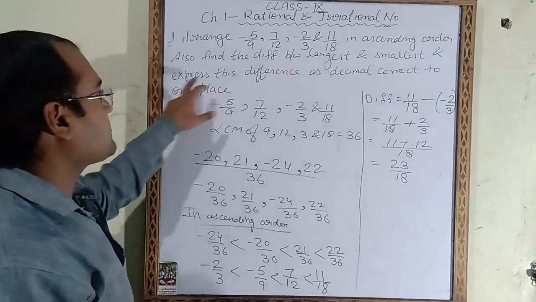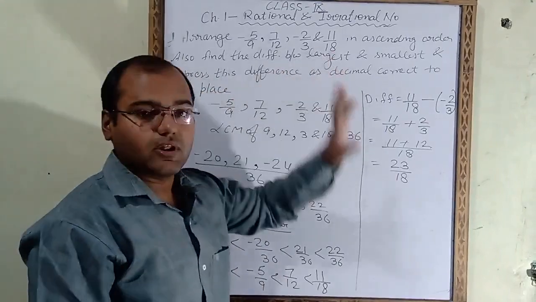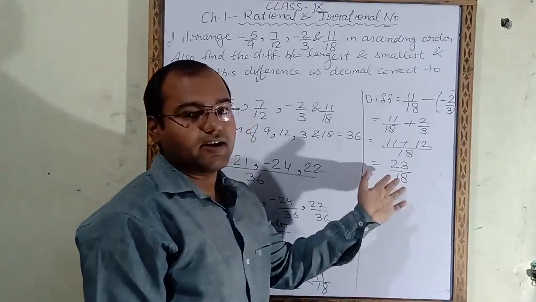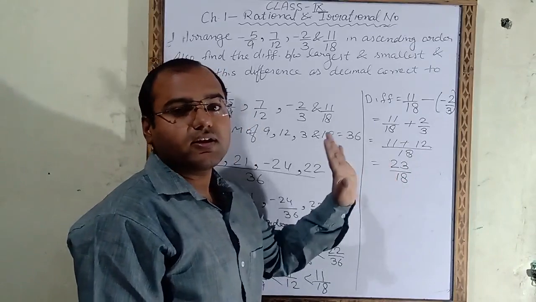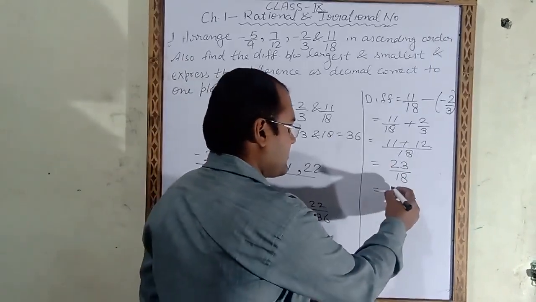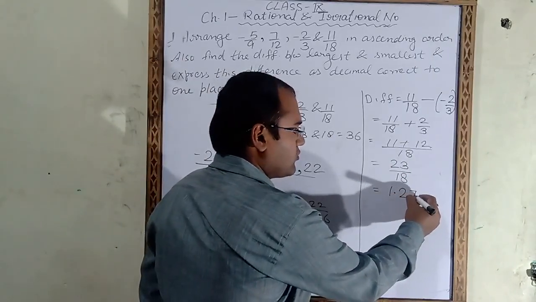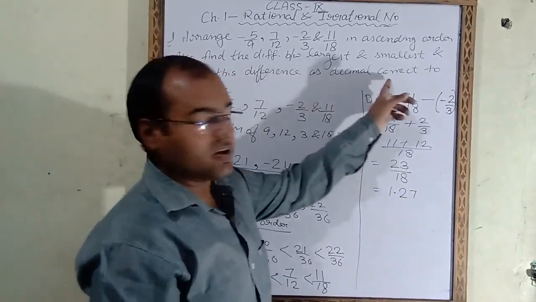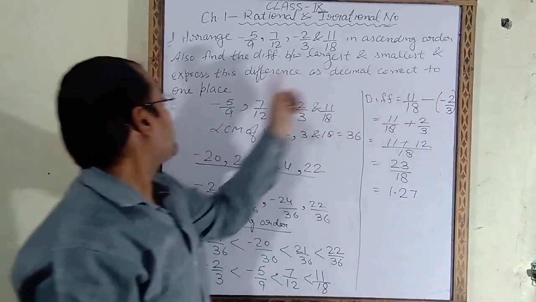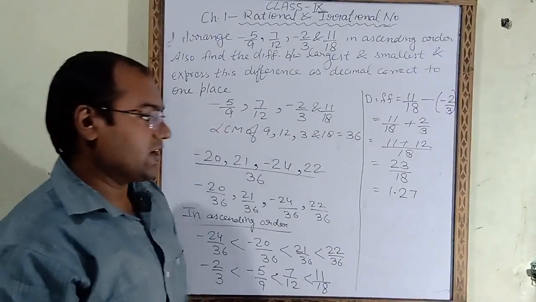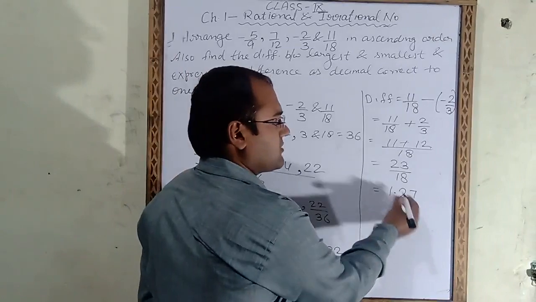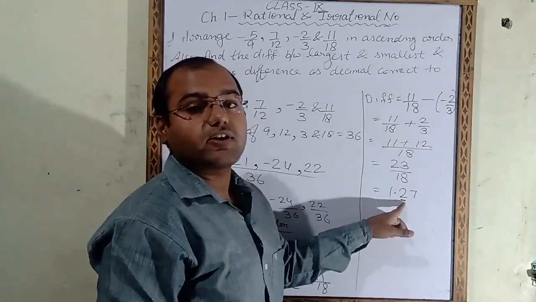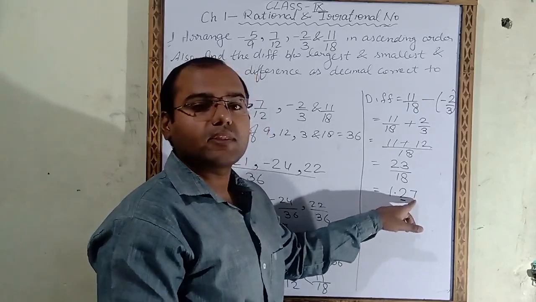Now he said express this difference as a decimal. We have to change it in decimal. So what we will do now? We will divide it. We have to divide 23 by 18 and we will get the answer 1.27 something. We have to round off also. He said we have to write up to one place of decimal. In order to write up to one place of decimal, we have to check the next number. After the first place of decimal, what is written? After the first place of decimal, 7 is written.